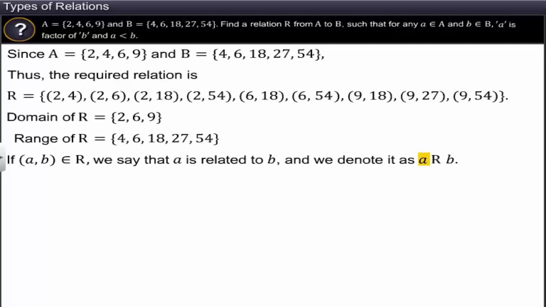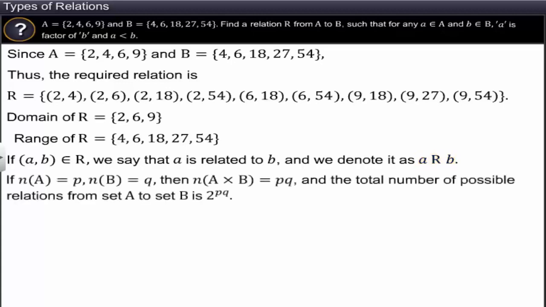is denoted by aRb. You also learned that if the number of elements in set A is p, and the number of elements in set B is q, then the total number of elements in the Cartesian product of A and B is pq, and the total number of possible relations from set A to set B is 2 raised to the power of pq. Let us now learn about the different types of relations.